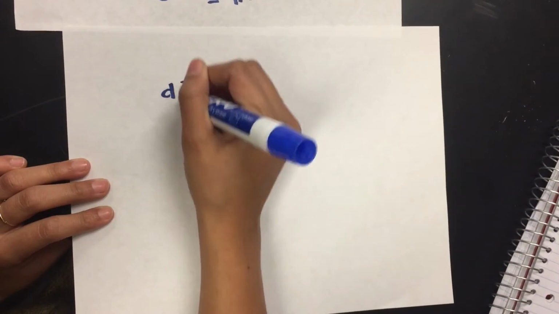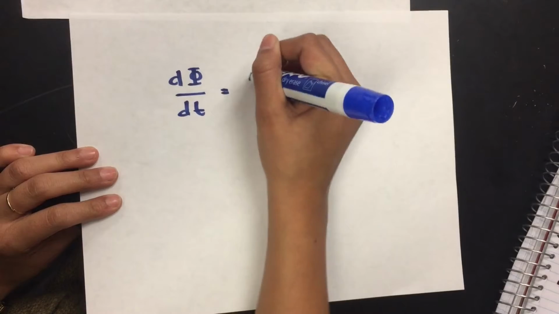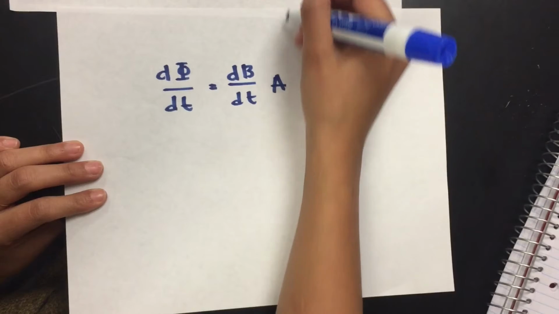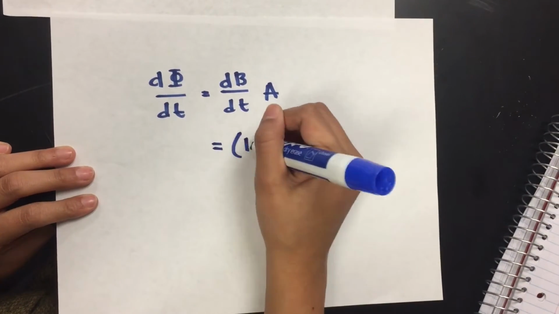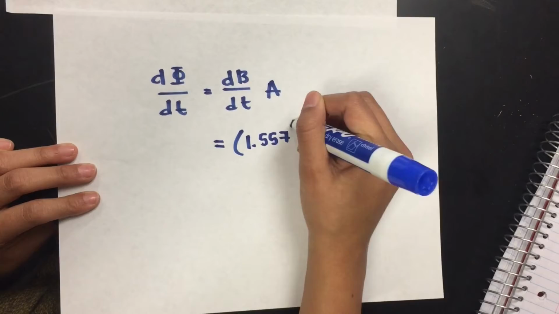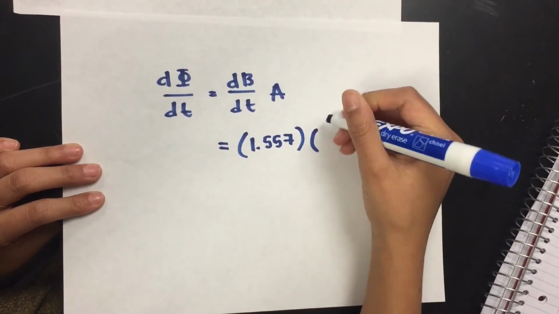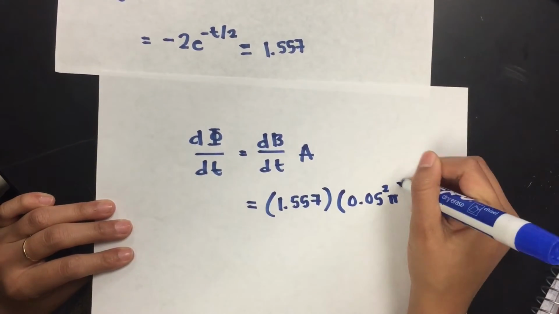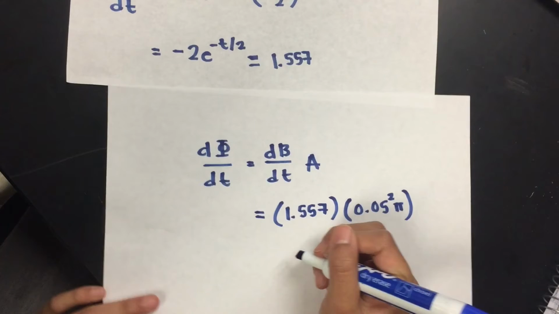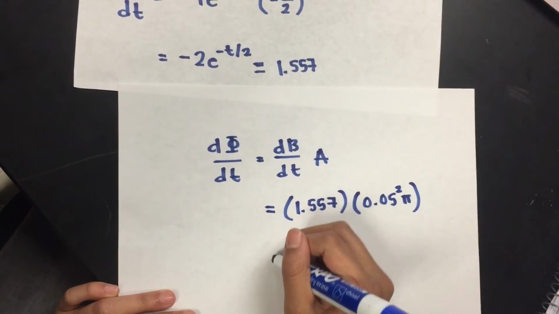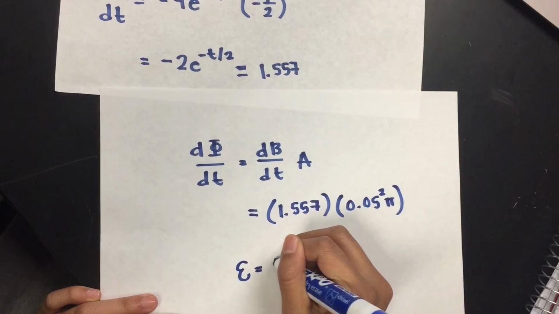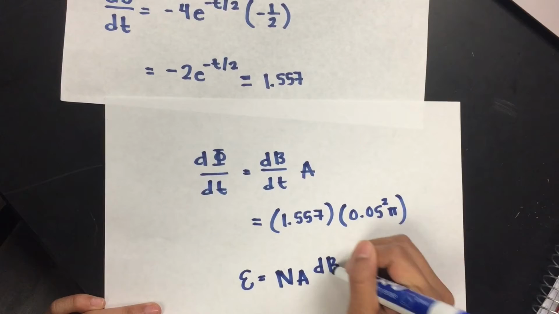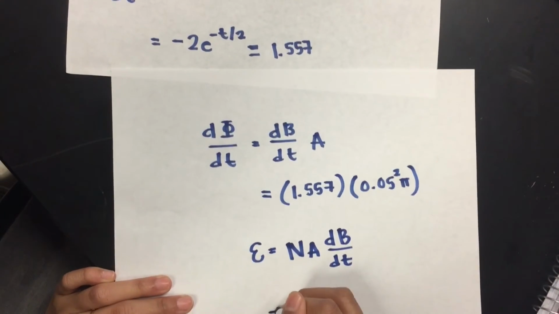Okay, so now that we have the derivative of the field over time, we multiply this value times the area, which will be equal to the derivative of flux with respect to time. Showing that with the values here would be 1.557 times 0.05 meters squared times pi. And plugging this into the equation of Faraday's law, which would be just multiplying this value times the N, or the number of loops that we have, will give us the final answer for the voltage.